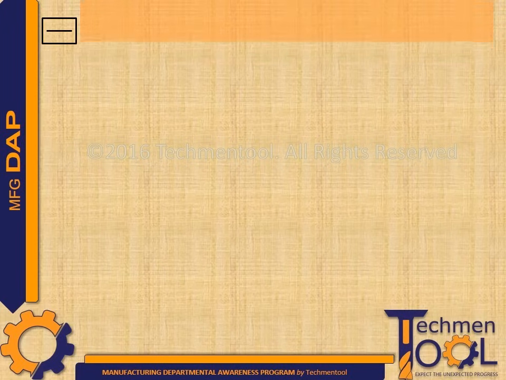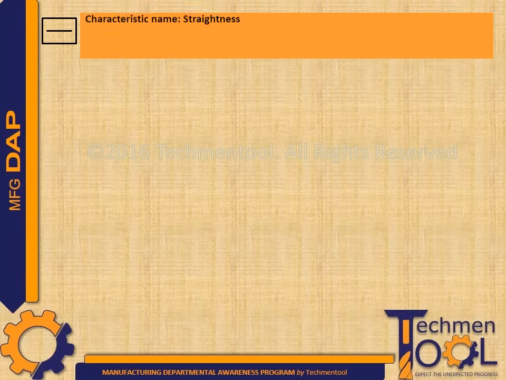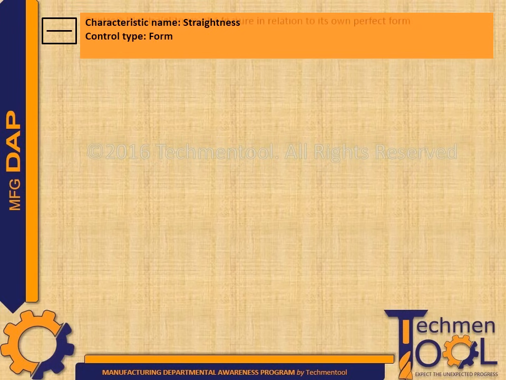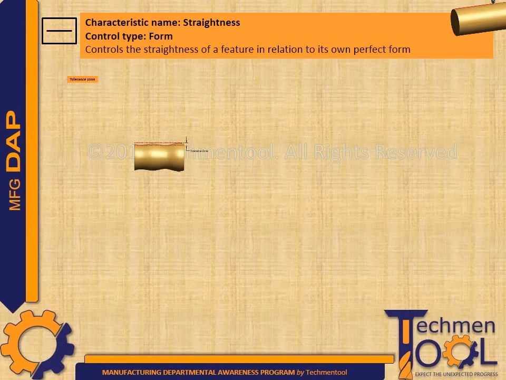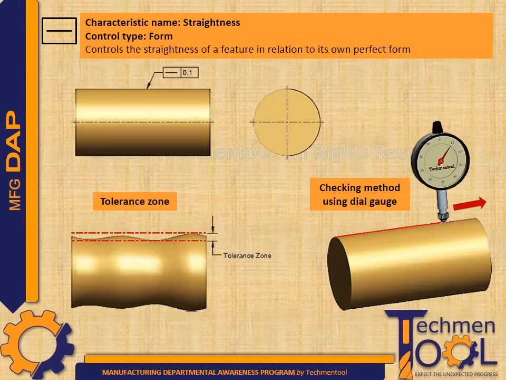Let us learn about straightness characteristic. Its control category is form type, and it controls straightness of a feature in relation to its own perfect form. In the given example, tolerance zone of 0.1 of a cylindrical feature will be measured using a dial gauge by moving its plunger on the surface of the feature in a straight line, and deflection of the dial gives the actual straightness value. That value should be within the tolerance zone.